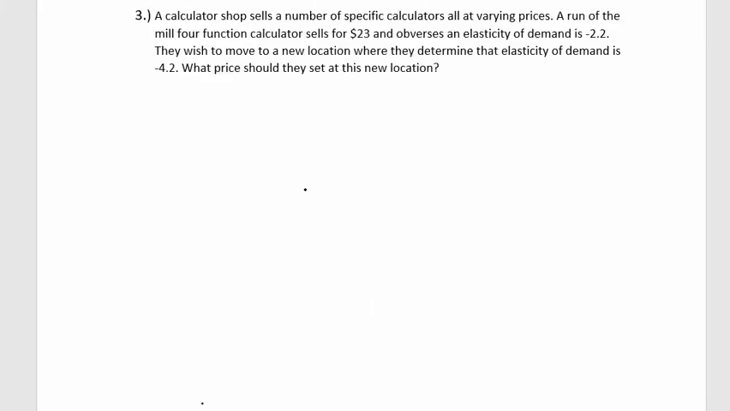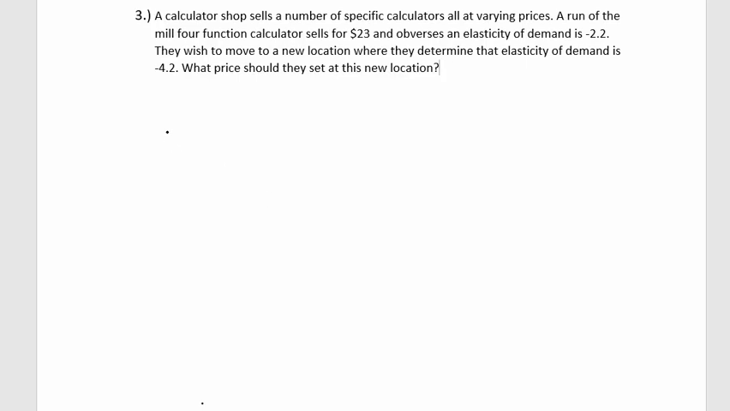So for this problem, we have a calculator shop that sells a number of specific calculators all at varying prices. A run-of-the-mill 4-function calculator sells for about $23, and they observe an elasticity of demand for this calculator of negative 2.2. They wish to move to a new location where they determine that the elasticity of demand is negative 4.2. What price should they set at this new location?